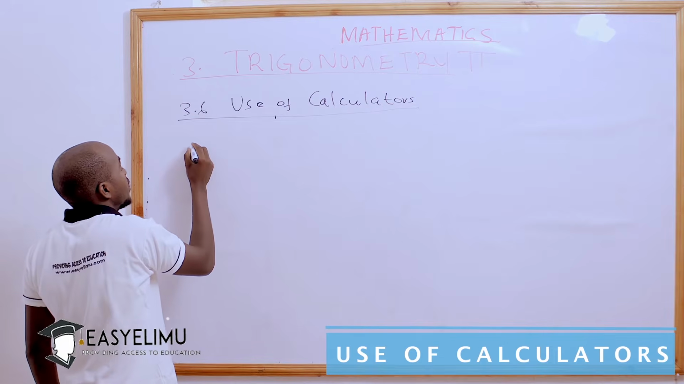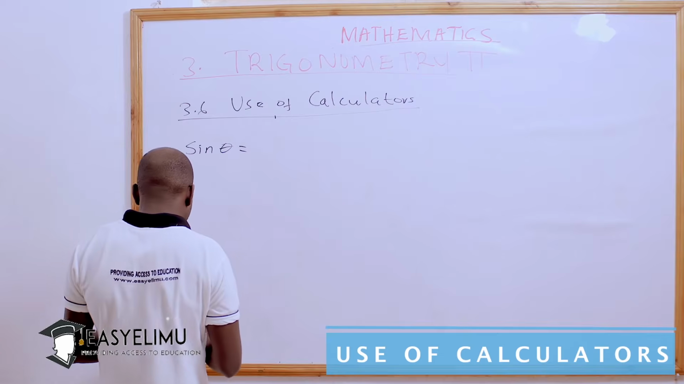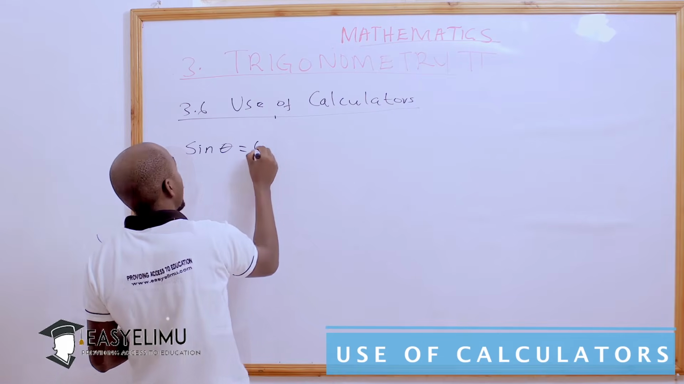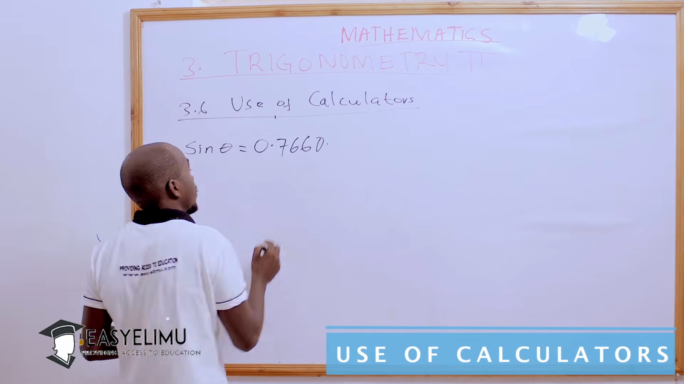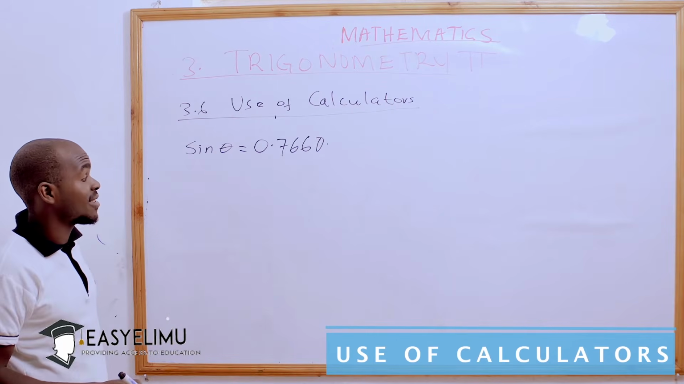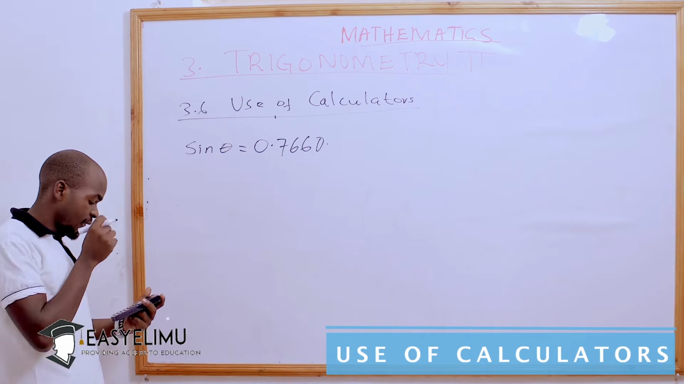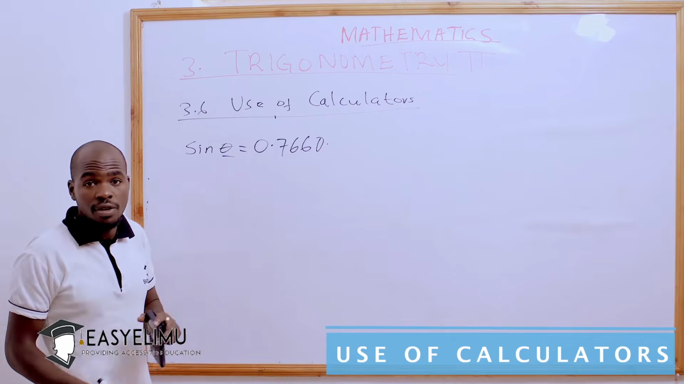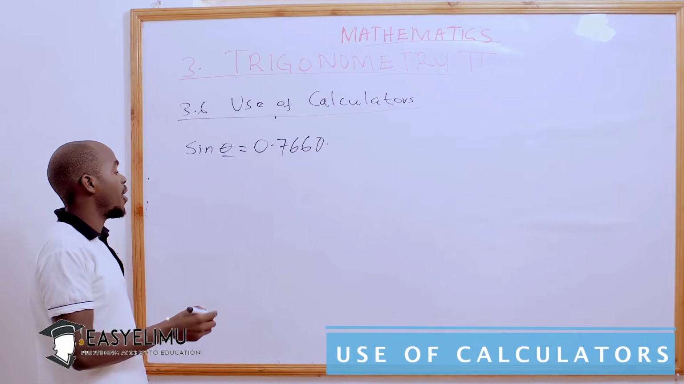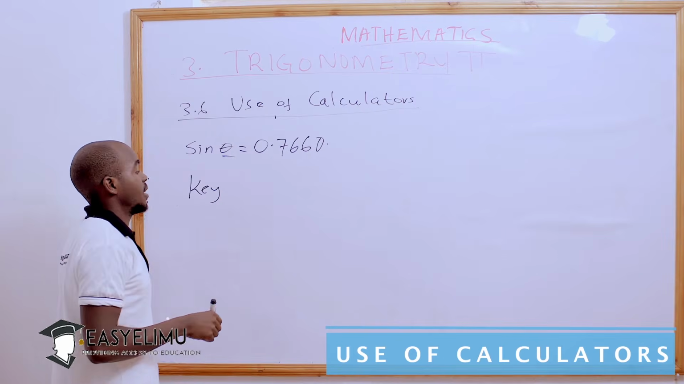Find angle theta, for example, sine theta equals, you may be provided with 0.7660. Now this is not 0.8660, this is 0.7660. So you are being asked to find the angle theta here using a calculator.